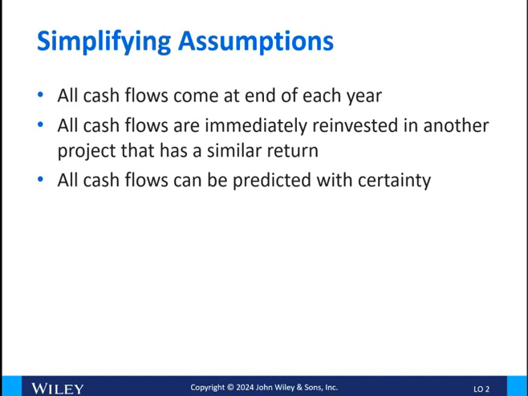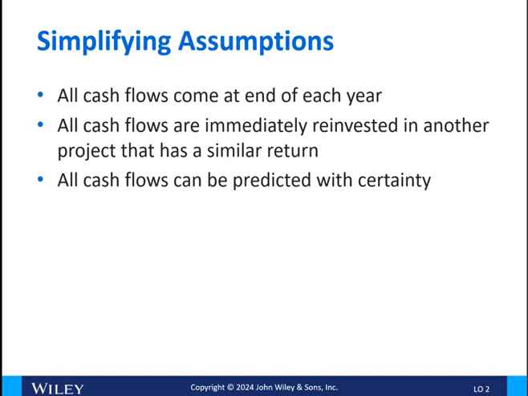Some simplifying assumptions. All cash flows come at the end of the year. So when we look at the present value, it's the present value of $1, and at the end of the year, so we can count the years a little easier, and then it's the present value of an annuity instead of an annuity due. So it just kind of takes some additional thought and calculations out of it. Makes it a little simpler.